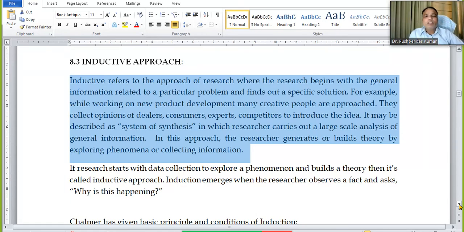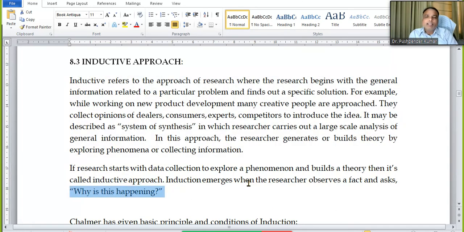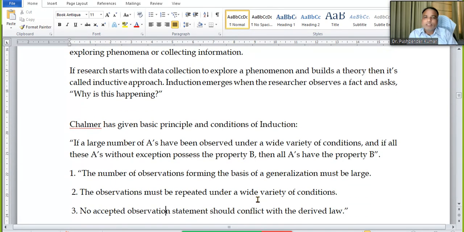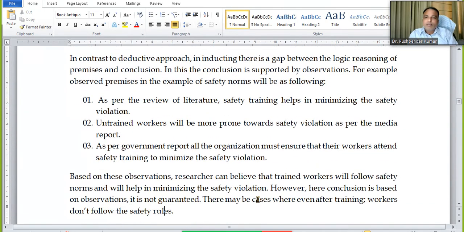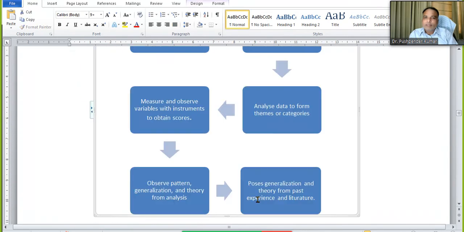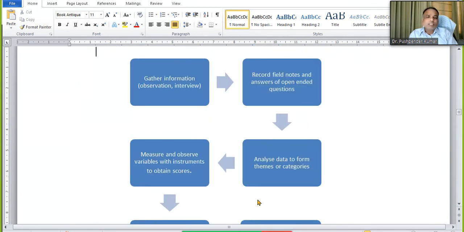So induction emerges where the researchers observe a fact and ask, why is this happening? So here you see, why is this happening, why is this so, why do people behave like this, why don't they want to marry? And here you see, this is the approach that follows. So finally, just for the last 5 minutes, this is the process of inductive research: gather information, observe, interview.